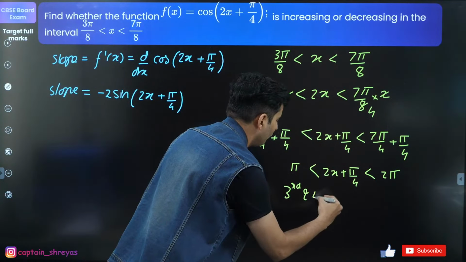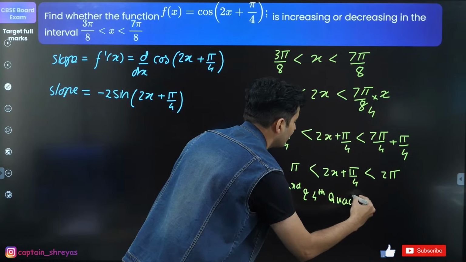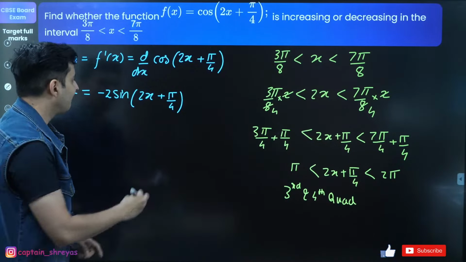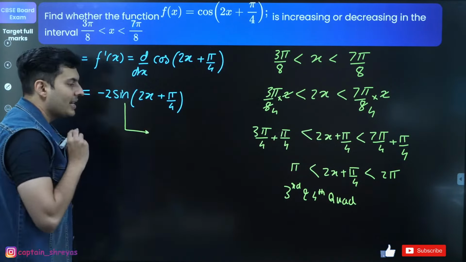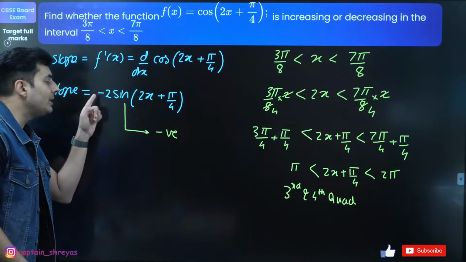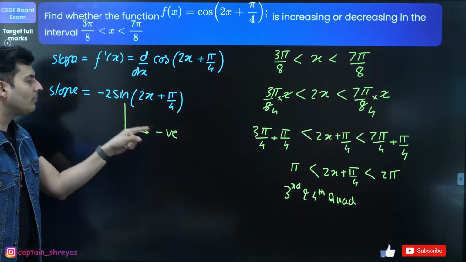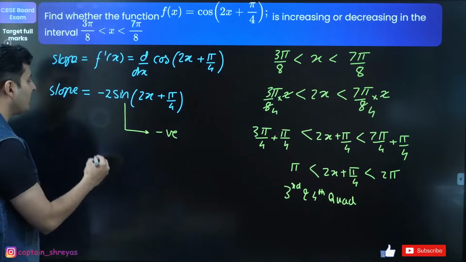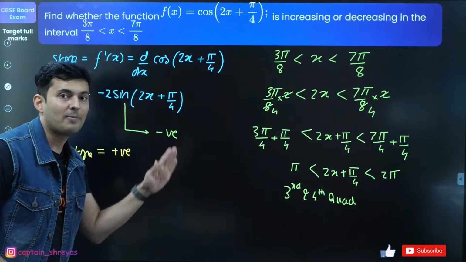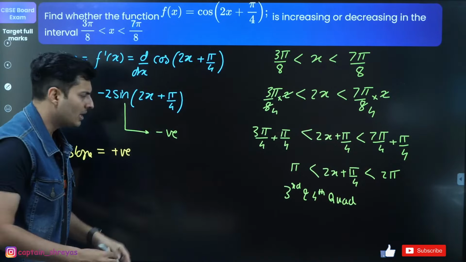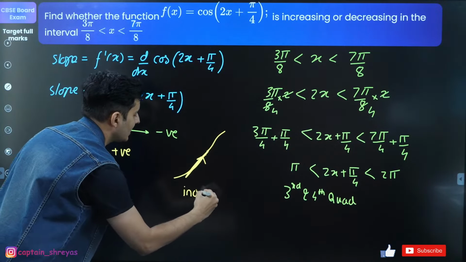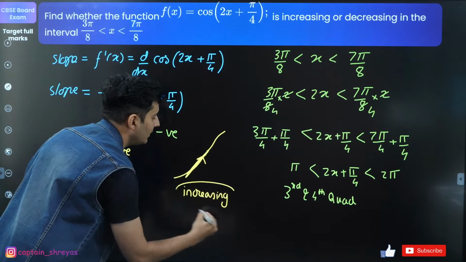Third and fourth quadrant. In this quadrant, tell me, is the value of sine positive or negative? Third and fourth quadrant, obviously it is negative. Negative number into negative number, my dear students. What is the answer? Obviously it is going to be positive. So the slope will be positive. That means it is always climbing up. It might decrease or increase, that's okay, but the slope is always positive. So that means it is an increasing function.